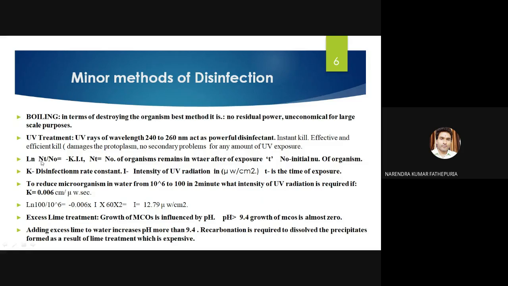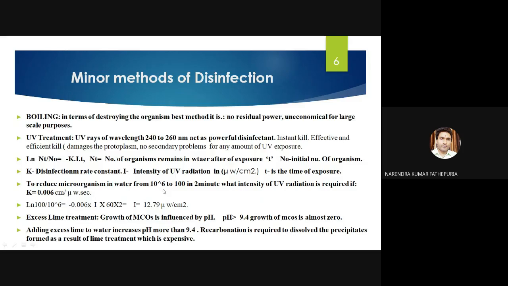Now note down this formula: ln(Nt/N0) = -k I t. Nt is the number of organisms remaining in the water after the exposure. N0 is the initial number of organisms. k is the disinfectant rate constant. I is the intensity of UV radiation, in microwatt per centimeter square, and t is the time of exposure. So this equation is followed in an exponential manner for UV disinfection in water treatment. These are the units you have to take, right?